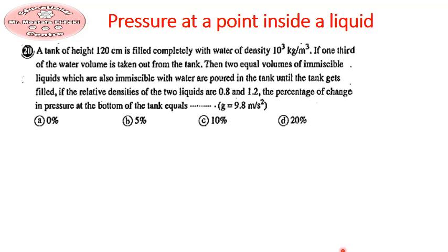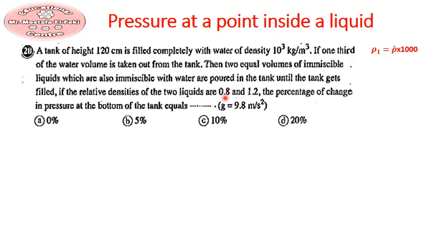A tank of height 120 centimeters is filled completely with water of density 10 power 3 kilogram per cubic meter. If 1/3 of the water volume is taken out from the tank, then 2 equal volumes of liquids, which are immiscible with water also, are poured in the tank until the tank gets filled. If the relative density of the two liquids are 0.8 and 1.2, then the percentage of the change in the pressure at the bottom of the tank is: at the first, the relative density of the substance one is 0.8.